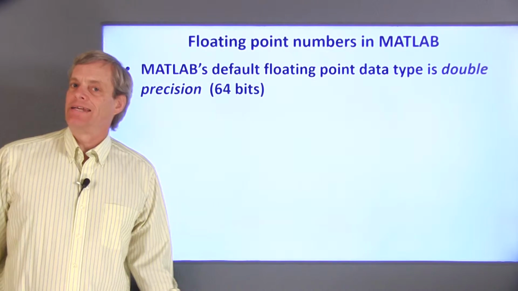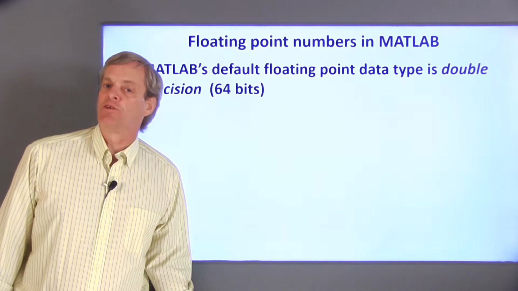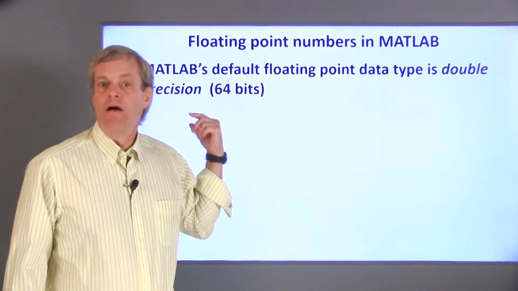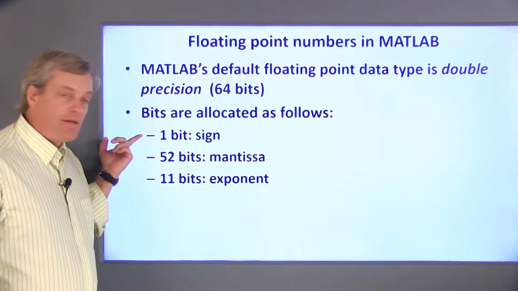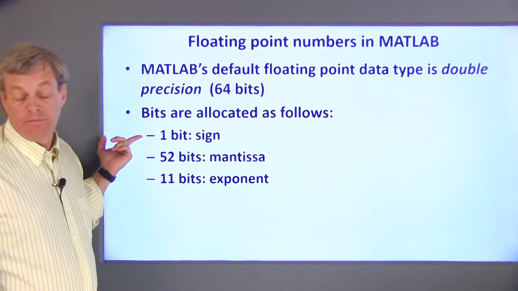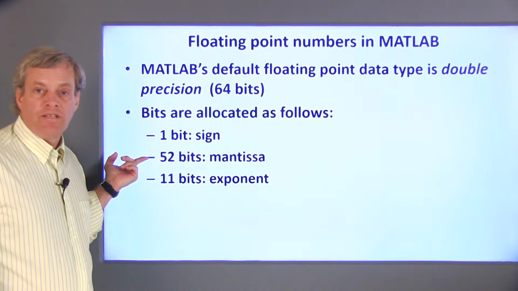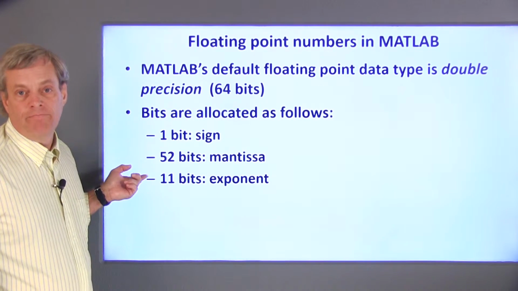If you don't assign a different data type to a number in MATLAB, it will create what's called a double precision number, which uses 64 bits to represent it. Of the 64 bits in a double precision number, 1 bit is used to specify the sign. The number can be either positive or negative. 52 bits are used to represent the mantissa, and 11 bits are used to represent the exponent.